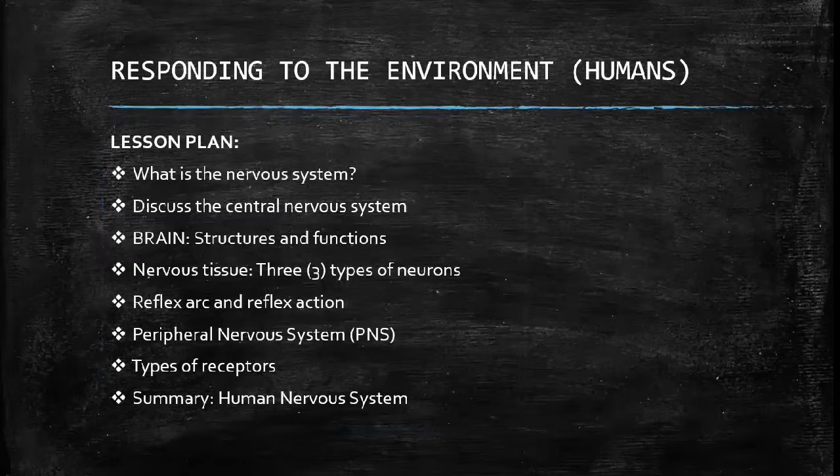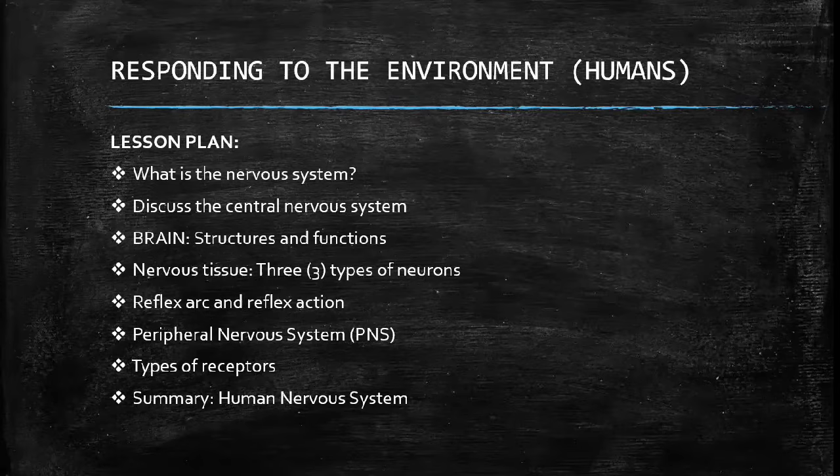Let us just start by looking at our lesson plan. On our lesson plan today, we have what is the nervous system, which is what we're supposed to discuss today. We are going to discuss what is the nervous system, what is the nervous system made up of, and then we're going to discuss the central nervous system, or the CNS in abbreviation, and then we're going to discuss the brain and the structures of the brain and the functions of the structures of the brain.